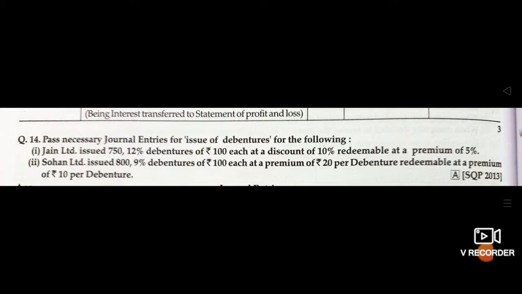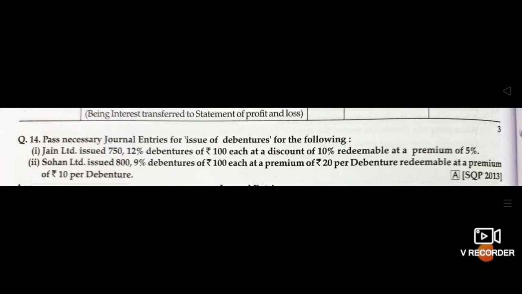First, Jain Limited issued 750 12% debentures of rupees 100 each at a discount of 10%, redeemable at a premium of 5%. It means Jain Limited issued the debentures at 10% discount, means 10 rupees less than rupees 100, that is for 90 rupees, and redeemable at a premium of 5%, means at the time of redemption, that is repayment, they will pay back the amount adding 5 rupees premium into rupees 100, that is 105.